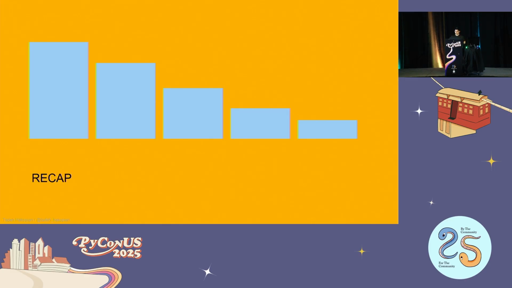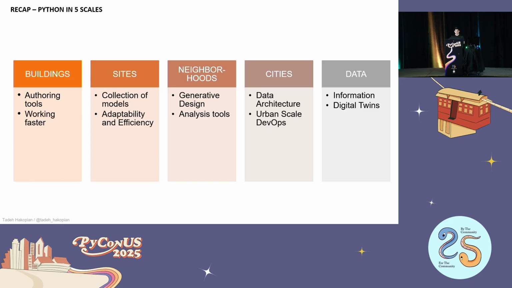So those are the 5 levels. We'll recap that real quick. We got the building level for authoring and working faster, that was 1x. We got the site level, 2x, for collection of models and making more efficient sites and expanding beyond the confines of enterprise software. We have the neighborhood, that was generative designs and analytical studies of how to use data to back up your selection. We have cities, data architecture for architecture, urban scale DevOps, like we saw with those CityGML and IFC formats. And then we got the data, the information, digital twins, which is the largest kind of scale.